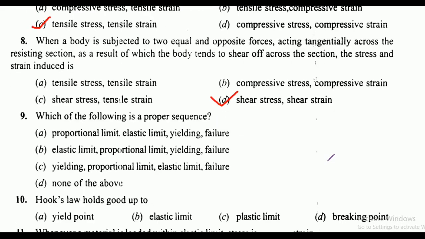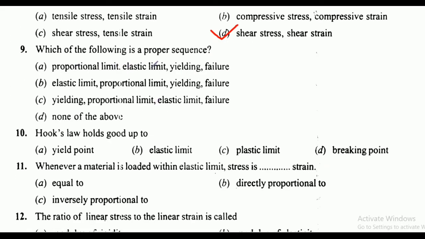Okay, now next is which of the following is a proper sequence. Here friends, sequence are proportional limit, elastic limit, yielding failure. Next is elastic limit, proportional limit, yielding failure. Option C is yielding, proportional limit, elastic limit, failure and none of the above. So here friends, correct answer is option D, that is none of the above.